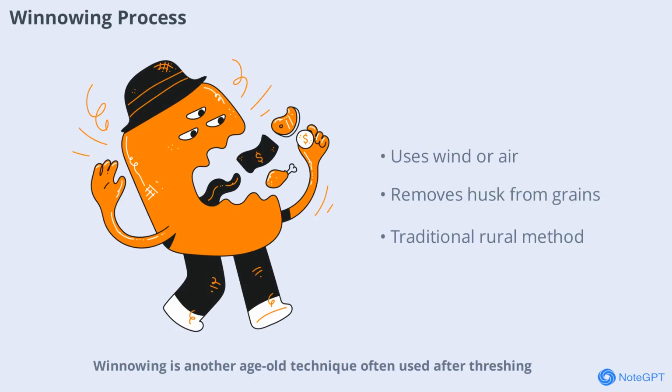Winnowing is another age-old technique, often used after threshing. It separates lighter particles like husk from heavier grains using wind or air. Farmers toss the mixture into the air and the wind blows away the lighter husk while the heavier grains fall back down. This method is especially useful in rural areas and is a simple yet effective way to clean grains before storage or cooking.